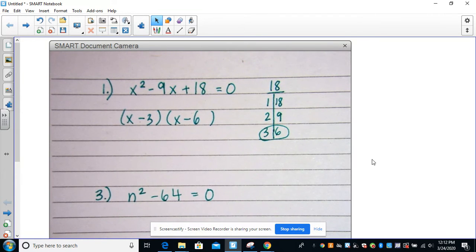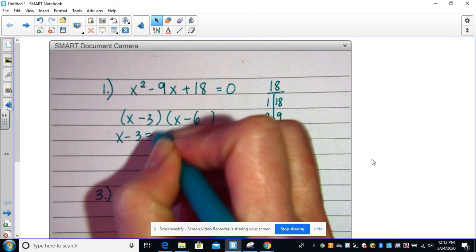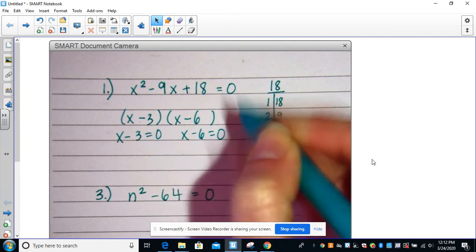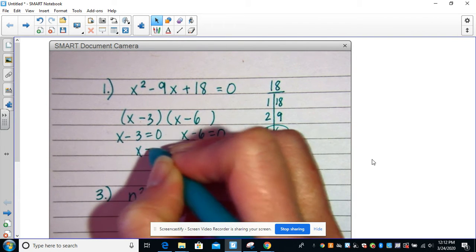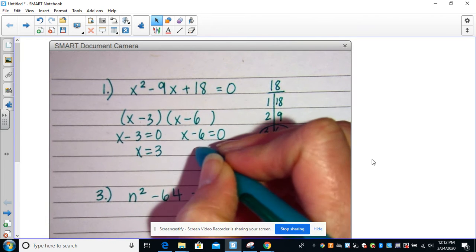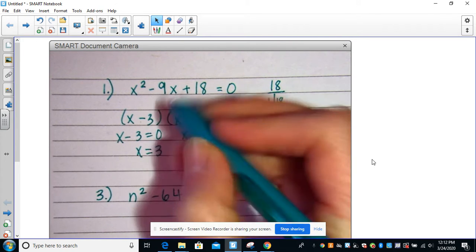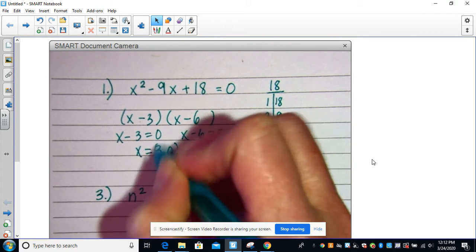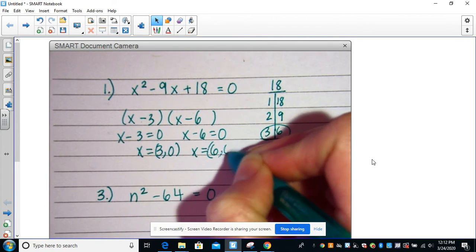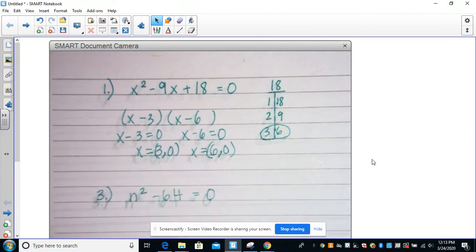So we're just going to set both of those equal to 0. X minus 6 equals 0, and add 3 to both sides. This answer is going to be 3, and this answer is going to be 6. So our points would be 6, 0, and 3, 0.